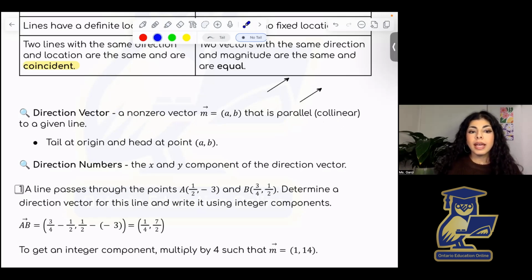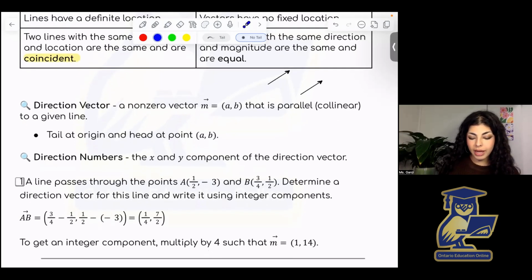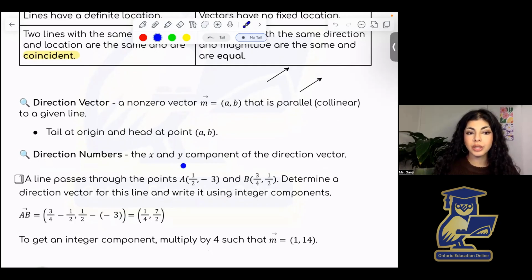It has a tail at the origin and its head is at point (a, b), which again tells us which direction it is going in. Now, direction numbers are the x and y component of the direction vector. So how much in the horizontal space are we moving and how much in the vertical, which is our y. So let's do an example.